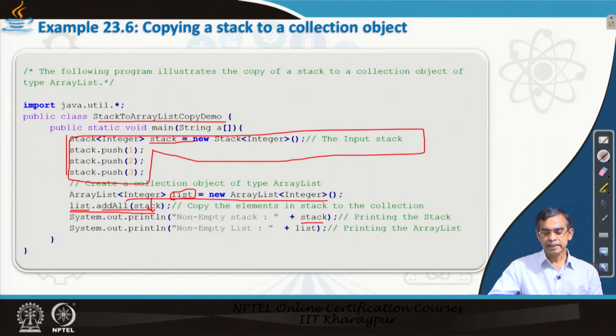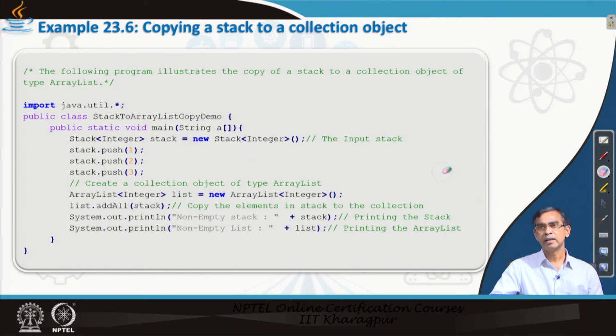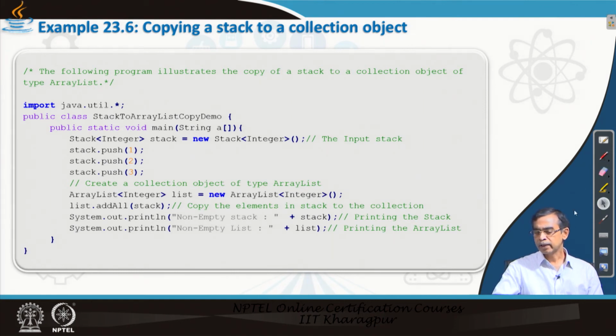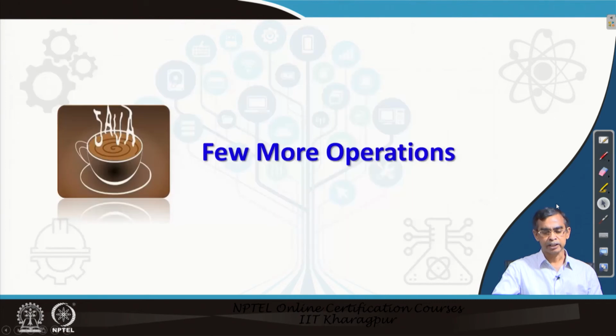And then finally this is printing the stack and printing the list. You can see both will print all the same items. So this is the idea. It shows how the bulk operation and copying a stack can be done. In many situations you have to copy from here to there and there to here, and that is why these are useful in the context of stack related applications.